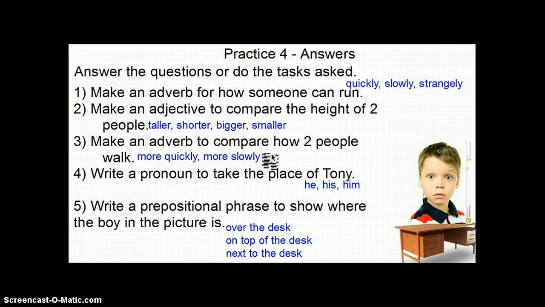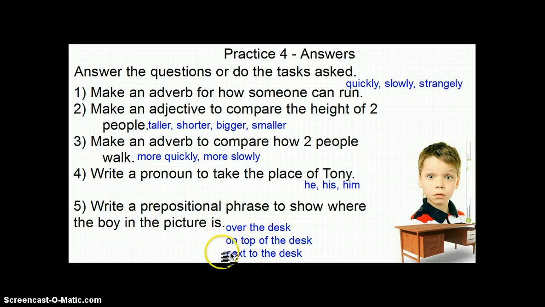But just make sure you're not, for an adverb, you shouldn't be writing something like "small." People can't walk small. Okay, make sure you're using adverbs, verb or words that end in ly. For the adjectives, make sure you're using words that describe people or nouns. Okay, these pronouns I think are about the only ones that could be used for Tony.